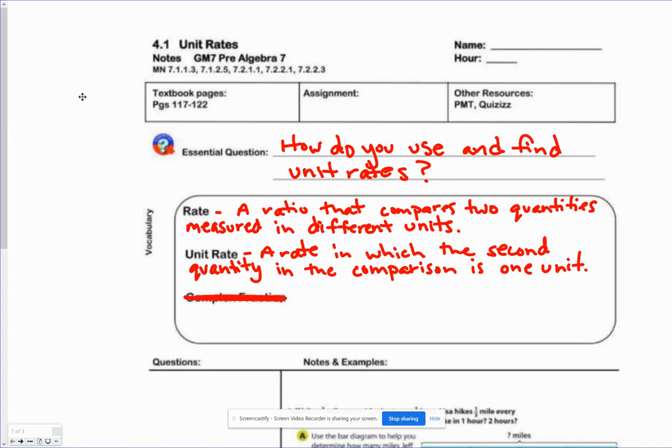At the top of your notes page, please write down the 4.1 unit rates. Please write down the essential question: How do you use and find unit rates? That's our goal today.